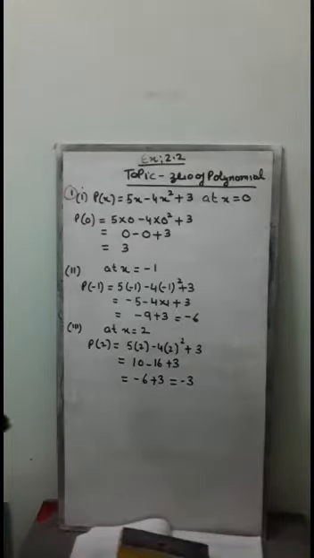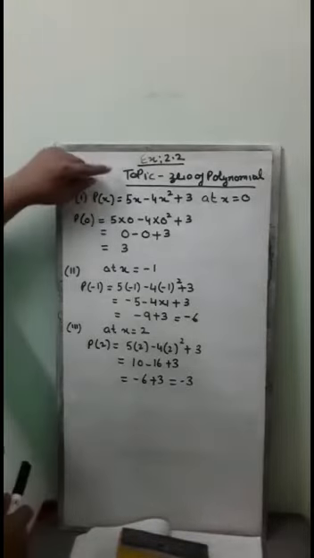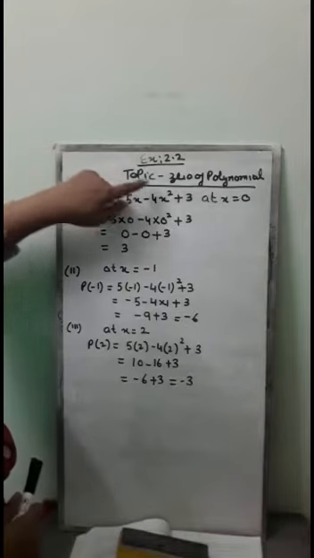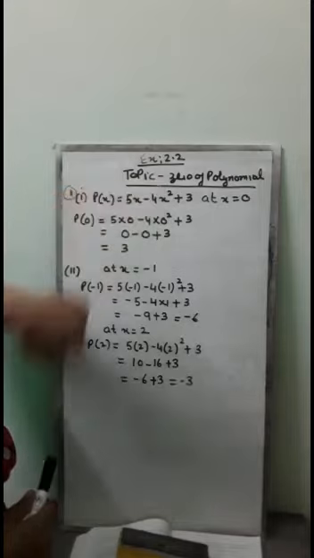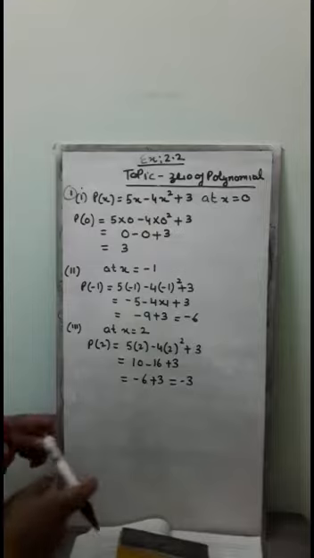Yes students, today we are going to discuss exercise 2.2. Topic is zero of the polynomial. Students, zero is that value after substituting which in the statement your answer becomes 0. Clear? At which the value of polynomial becomes 0, that number will be called zero of polynomial.